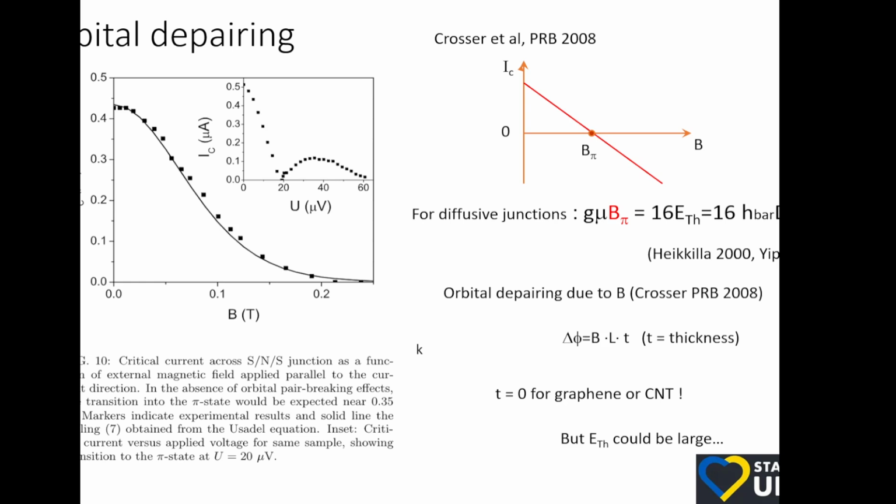orbital depairing effect. The origin of the orbital depairing effect is that if you put a field through the junction, then trajectories enclose some flux, and it's controlled by the cross section of the junction, how much flux is enclosed. When you enclose a flux quantum, it starts to dephase. By the way, this is a more general effect also in big superconductors.